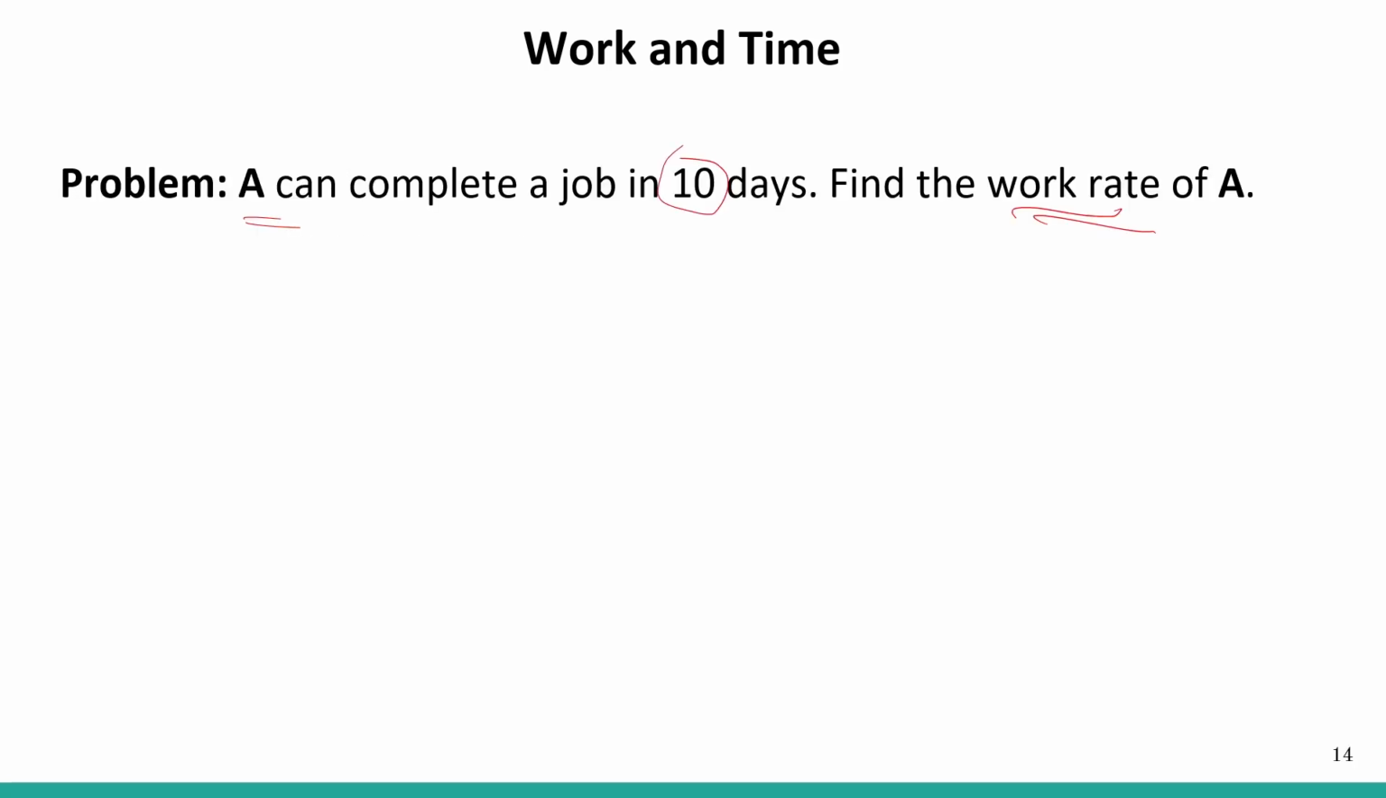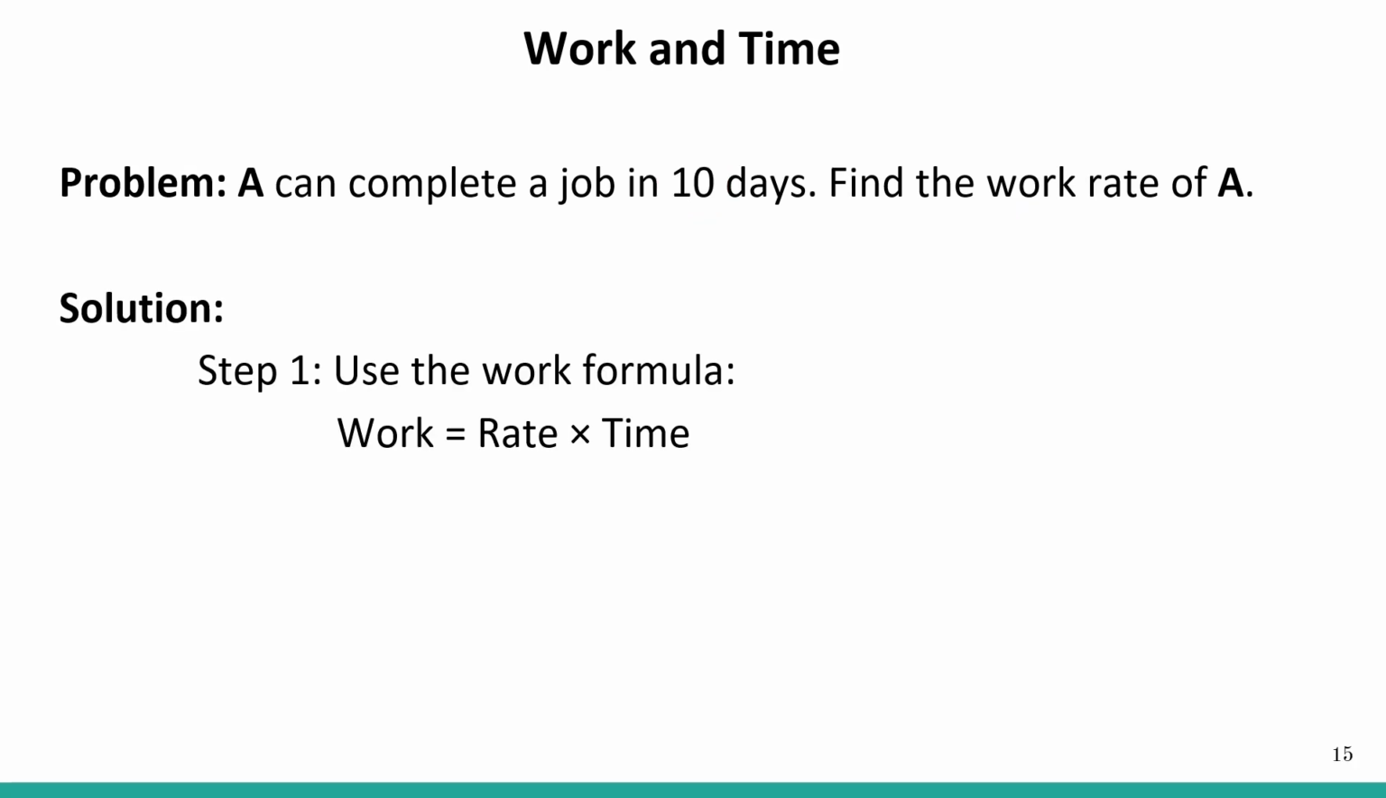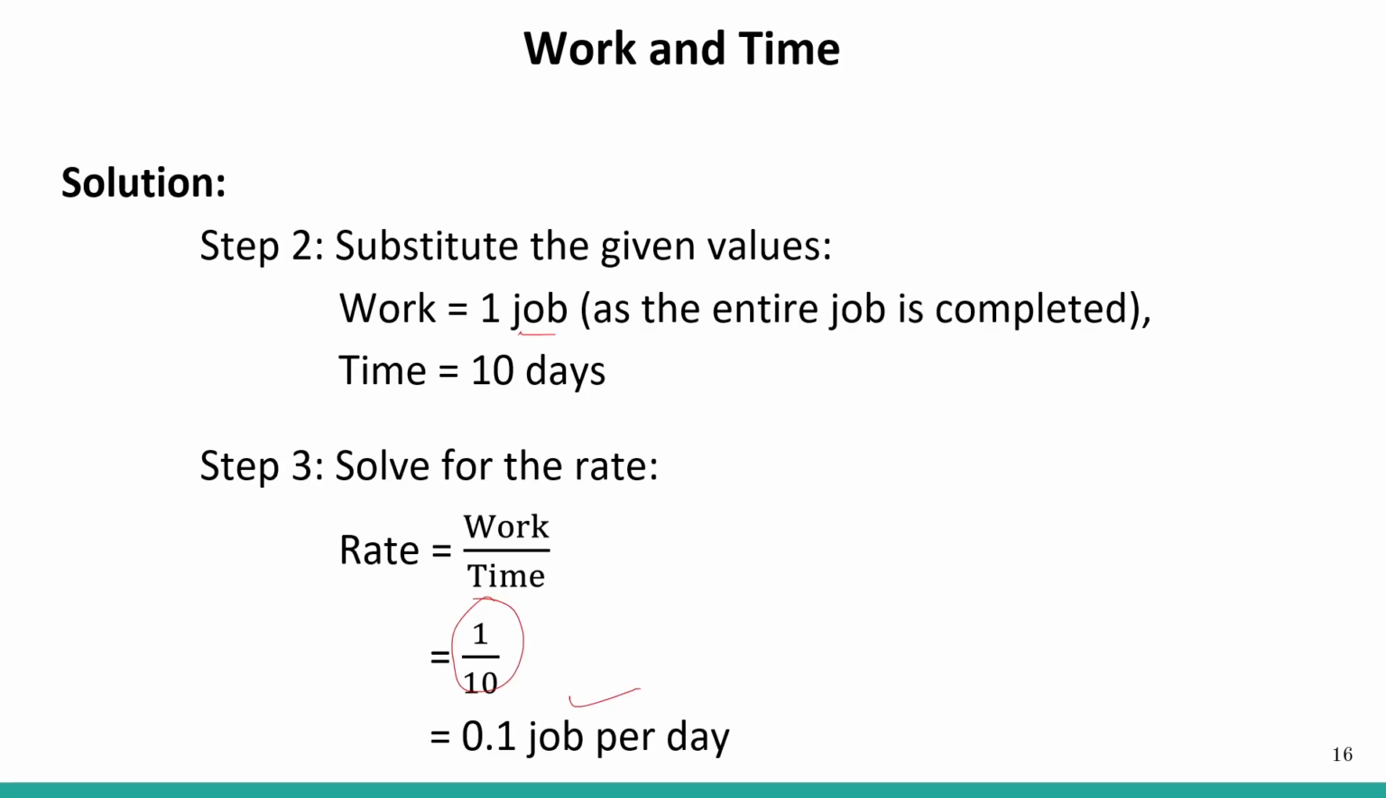Individual work rate is nothing but: if A can complete a job in 10 days, find the work rate of A. This was an example. If A can complete the job in 10 days, what is the work rate of A? We use work is equal to rate into time. Substituting the given values, work is equal to 1 job, time is equal to 10 days. So solve for the rate. Rate is equal to work by time, which is 1 by 10, equal to 0.1 job per day.